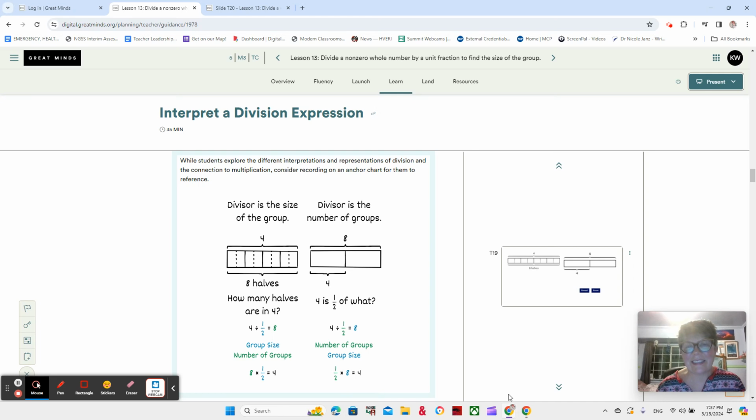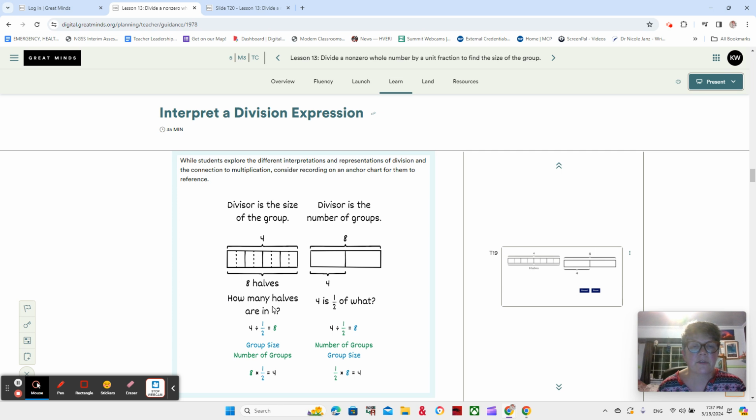Guys, this is lesson 13, module 3, video 2, and here's a little visual that might help clear up the situation a little bit. In this one, the divisor is the size of the group, and in here, the divisor is the number of groups. Remember, the divisor is the second part of a division problem.